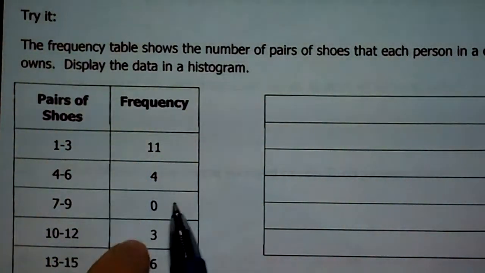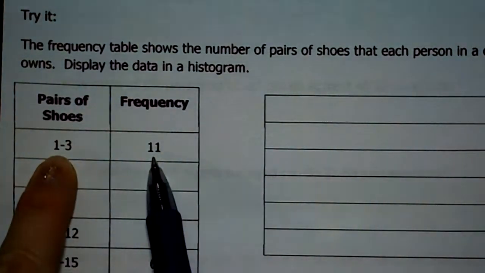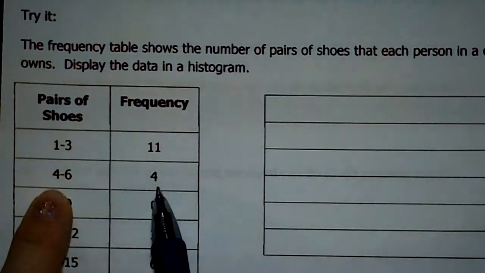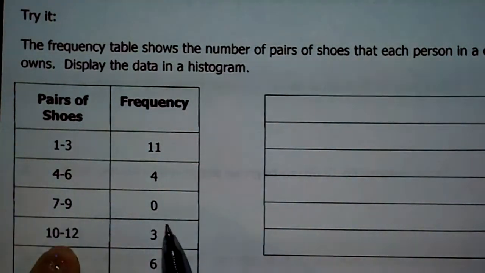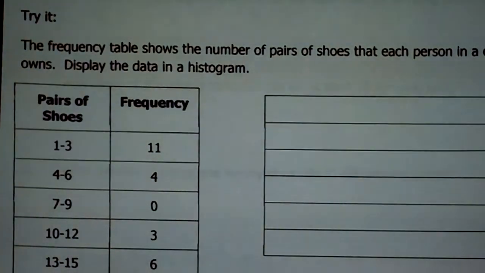All right, so anyhow, here's the number of pairs of shoes they own, and here's how many people fit into that category. So 11 people own 1 to 3 pairs, 4 people own 4 to 6 pairs, 7 to 9 pairs, nobody. 10 to 12 pairs, there were 3 people, and 13 to 15 pairs of shoes, there were 6 people that were surveyed that said that's how many I have.